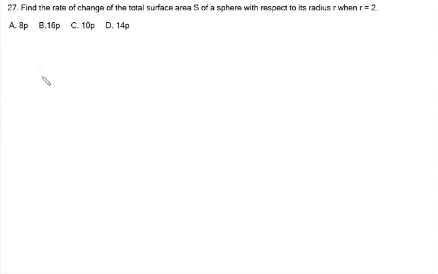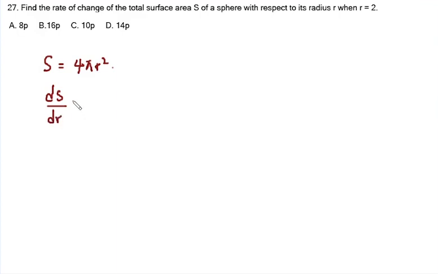For question 27, we ask: find the rate of change of the total surface area S of a sphere with respect to its radius when r is equal to 2. To start off, the surface area of a sphere is given as 4 pi r squared. We are asked to find the rate of change with respect to the radius, so the rate of change is simply dS over dr.